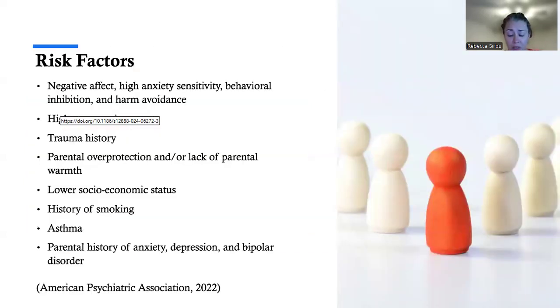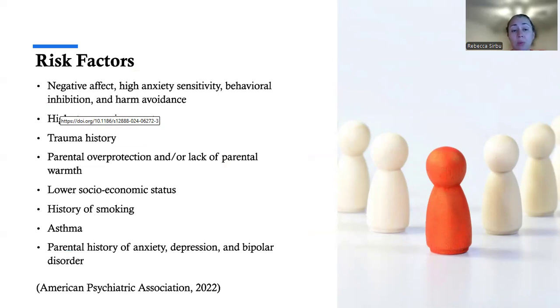So typically, panic attacks occur in adults. They're very unlikely in children, though they can emerge in adolescents. And there's a pretty low prevalence in older adults. They are more likely to occur in women than men, with about a 2-to-1 ratio.